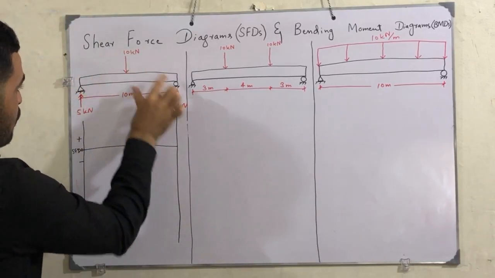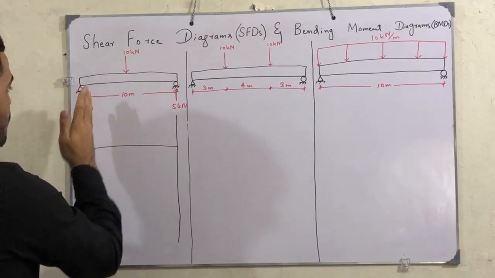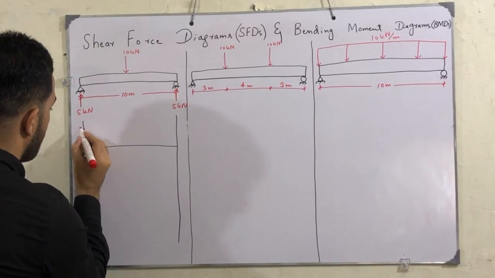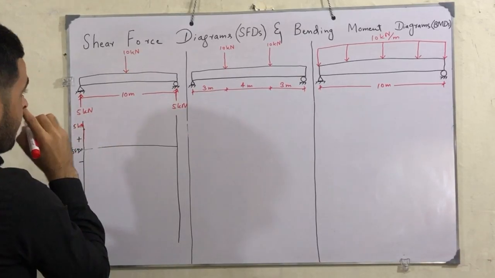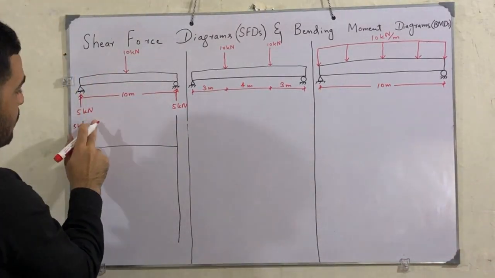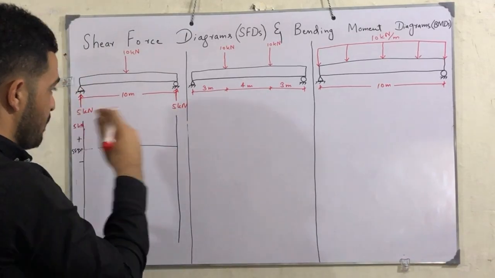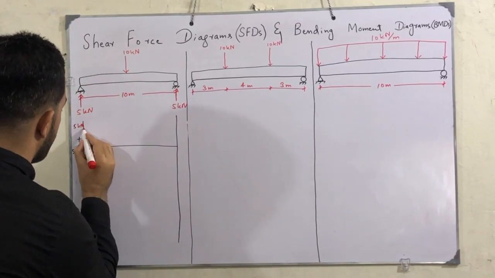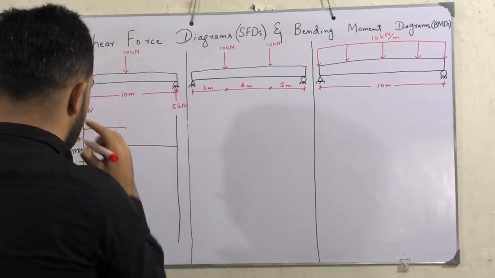To draw the shear force diagram, we have to look at the loading. Here we see that there's a 5 kilonewton load. It is in the upward direction, so it is taken as positive. So we'll go 5 kilonewton in the upward direction like this, and then there is no load. When there is no load, the shear force diagram will be a horizontal straight line having a constant, zero slope. So there is no loading, and the shear force line will go just in a horizontal manner.